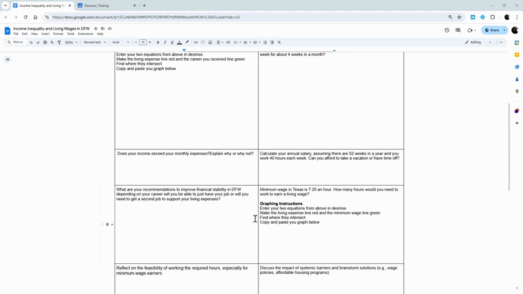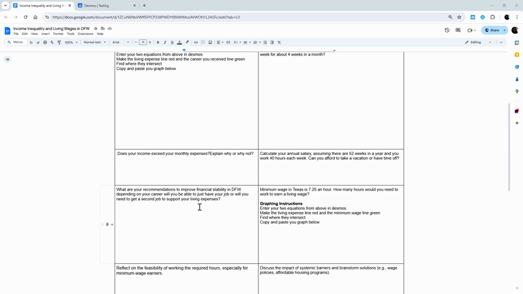Okay. What recommendations to improve financial stability in DFW, depending on your career? Will you be able to just have your job, or will you need a second job to support living expenses? So this is what they would need to talk about. What adjustments will they need to make? Will they have to be living with somebody? Are they going to have to get another job? Those are some of the things that we can discuss.